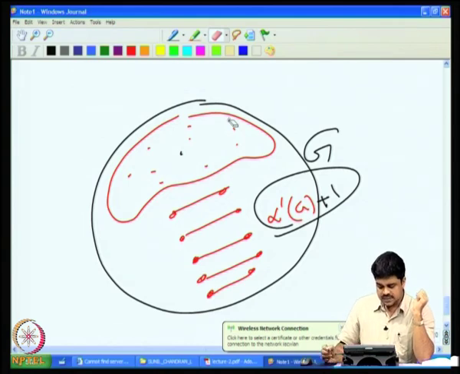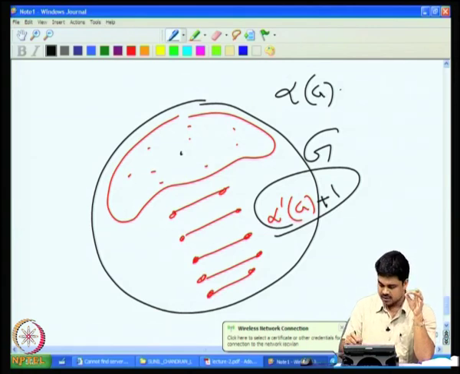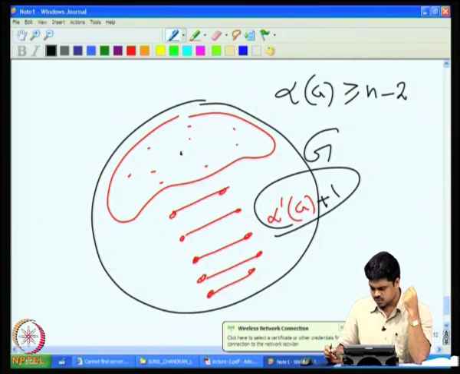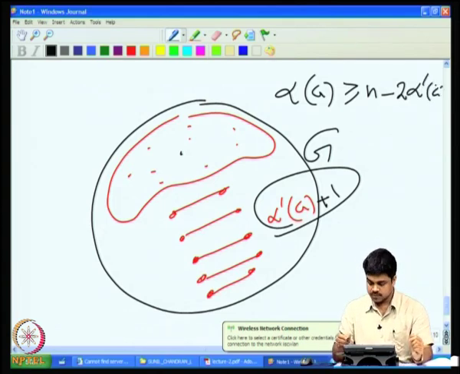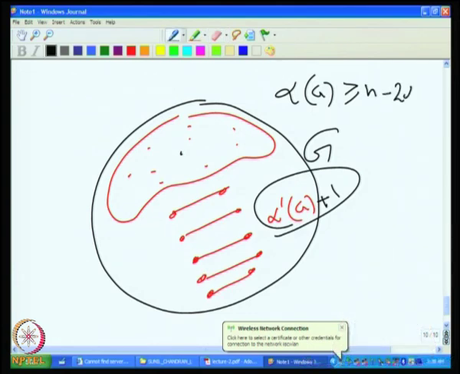So, if I am looking for the biggest independent set in the graph, the cardinality of the biggest independent set is alpha of g, and that number is going to be bigger than this number. That means alpha of g is going to be greater than or equal to n minus 2 times alpha dash of g.